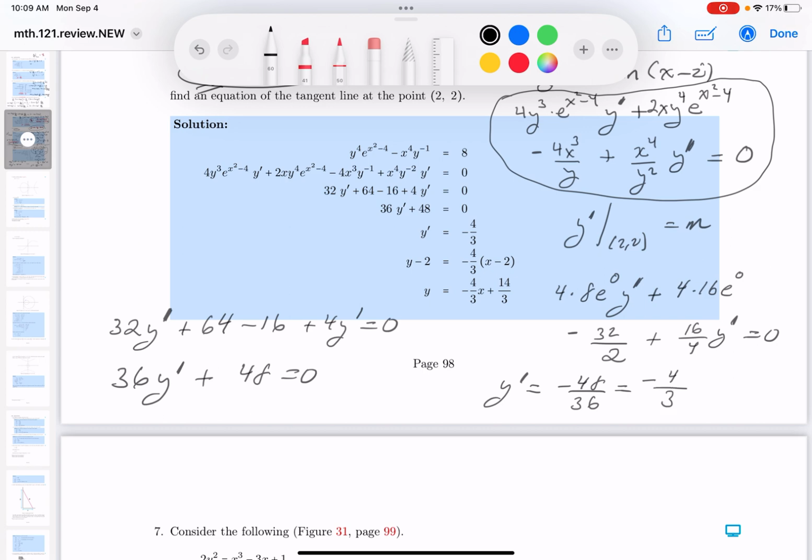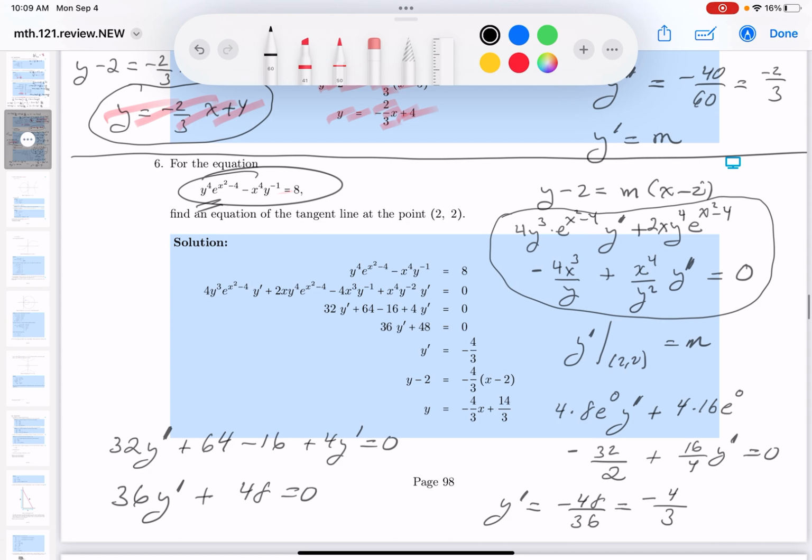Let me make sure that's 3. 3 times 12 is 36, and 4 times 12 is 48. Yeah, so slope is going to be minus 4/3. Let me go back up here. Let me get my eraser out and erase the m. What's the m going to be? Minus 4/3. All right, let me write an answer down for you. I'll put a box on it.